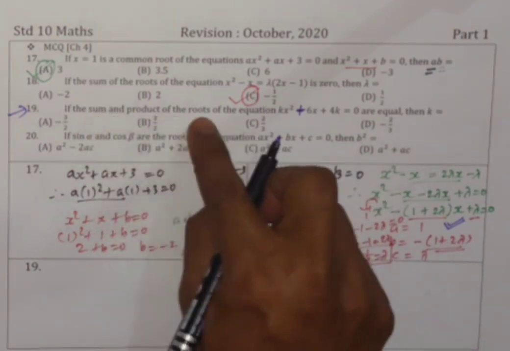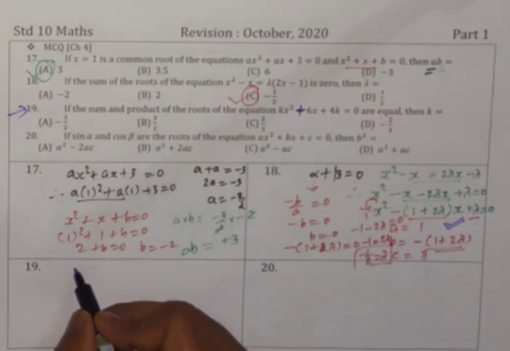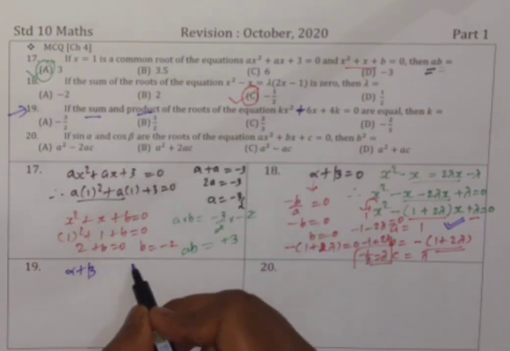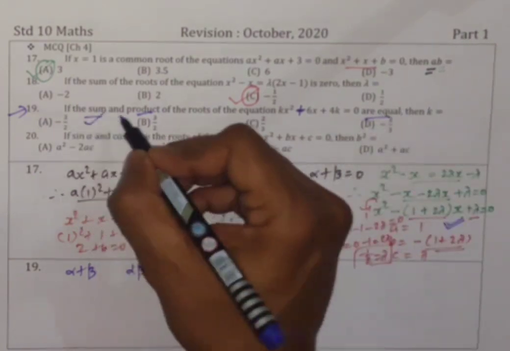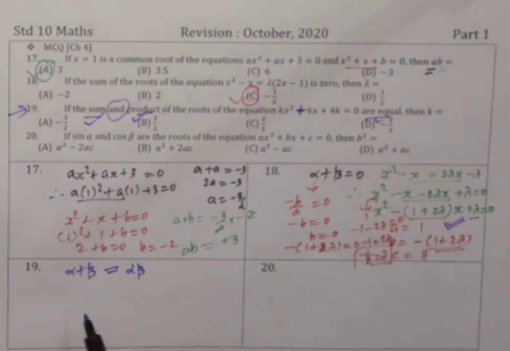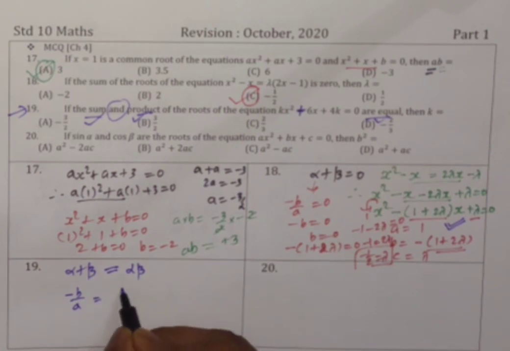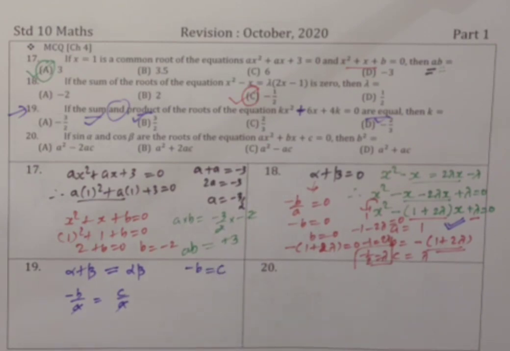Okay, the sum and product of the roots of this equation are equal. Sum of the roots is alpha plus beta. Product of the roots is alpha into beta. But they are equal. So we write equal. Now this is minus b upon a and this is c upon a. So a cancels. So you get minus b equal to c.